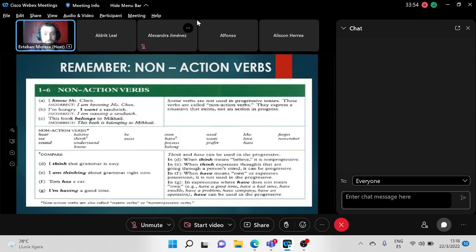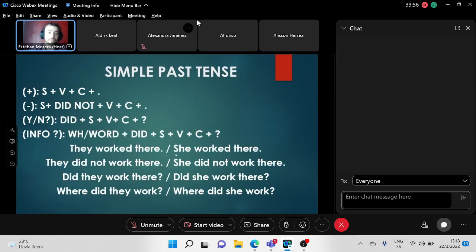When do we use simple past tense? Okay, we use simple past tense, guys, for actions in the past, right? But what type of actions? What type of actions in the past? Okay, this is important. We use simple past tense for actions in the past that happened at a very specific moment in the past.